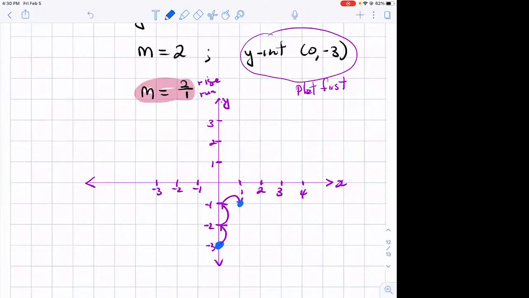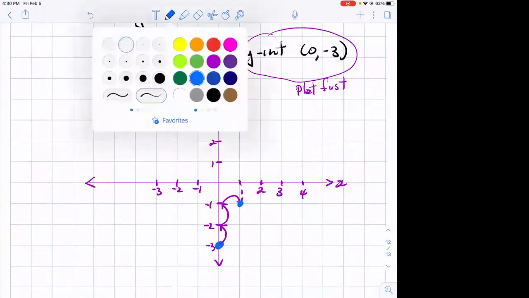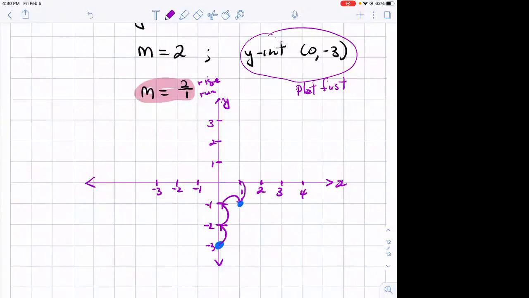And I can keep doing this again if I want. I can repeat the pattern again. I can go up 2, okay, and jump 1. And that could be a third point if I want.